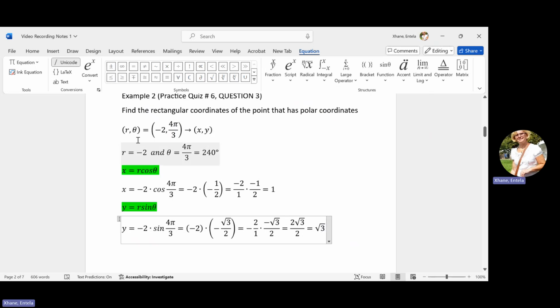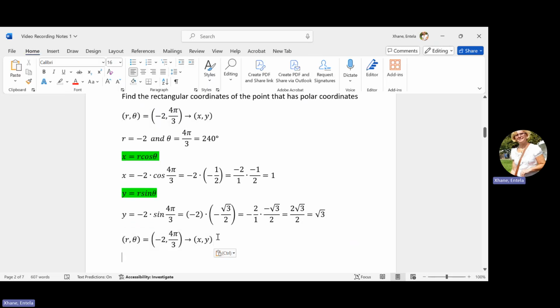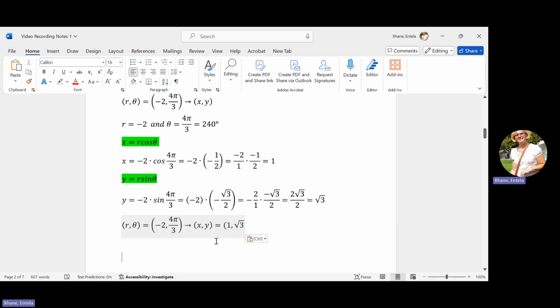So if I rewrite this, this is how we started. Reminding everyone, this is the solution of question number 3 in practice quiz 6. And these are the coordinates, 1 comma square root of 3. Now you're probably wondering, is this point indeed a point in the first quadrant? I just mentioned that angle 240 belongs to the third. How come the given point belongs to quadrant 1?